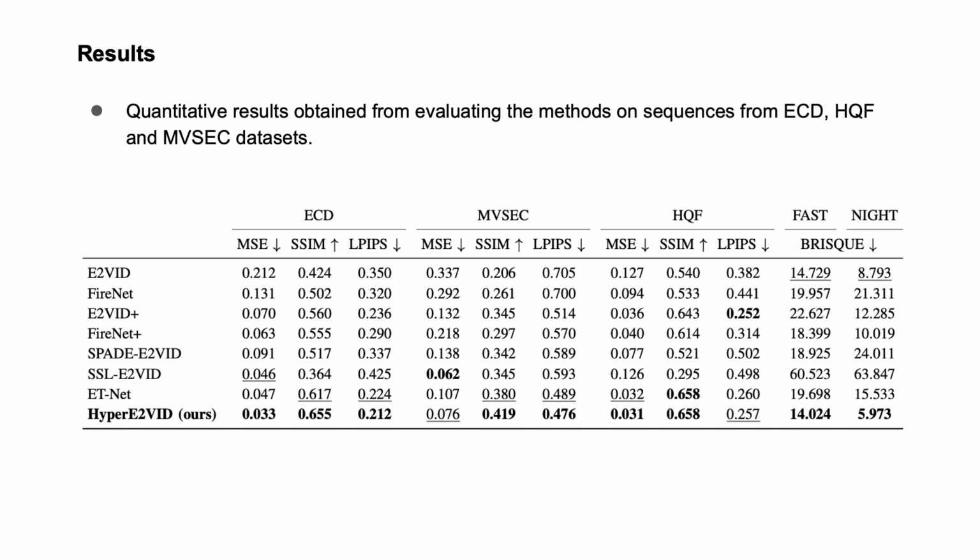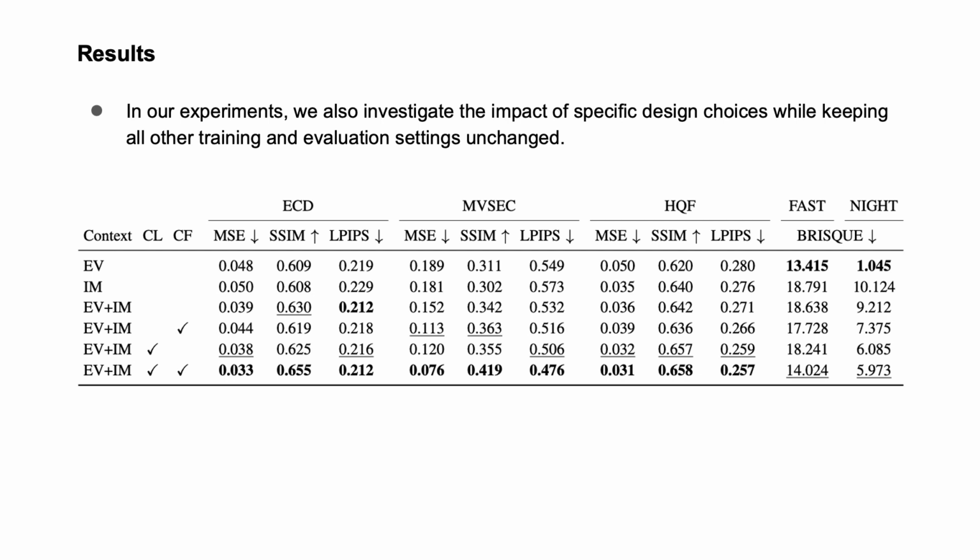On the ECD and MVSEC datasets, it outperforms the second-best method, ETNet, by a large margin. On the HQF dataset, it delivers results on par with or slightly better than existing approaches. In challenging scenarios involving fast camera motion or night driving, it obtains the best BRISQUE scores, surpassing the second-best method, E2VID.